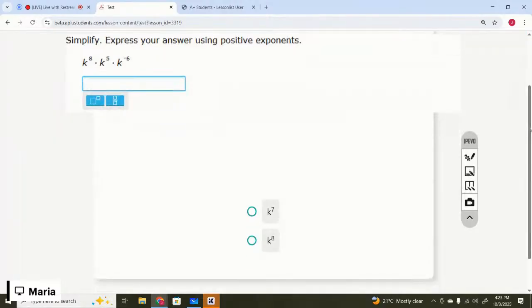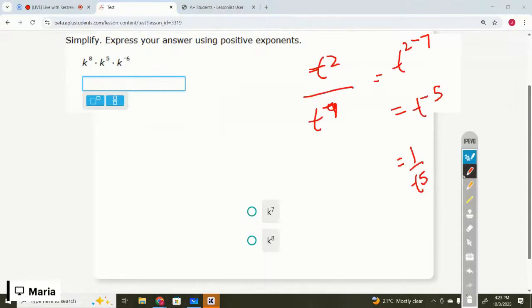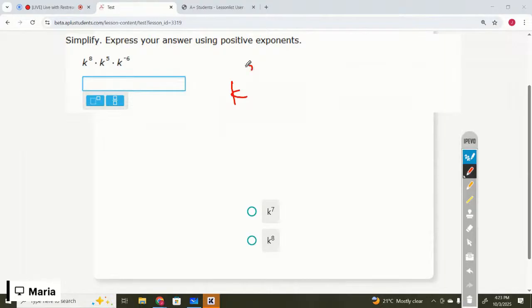Okay, k exponent 8, k exponent 5 and k exponent negative 6. They have the same bases, and they are multiplying. You need to add their exponents, that is 8 plus 5 minus 6. 8 plus 5 is 13, 13 minus 6 is 7, so that is k exponent 7.